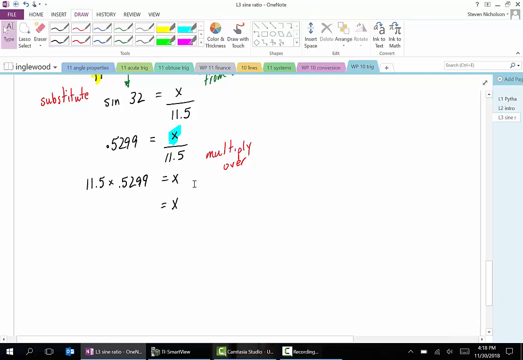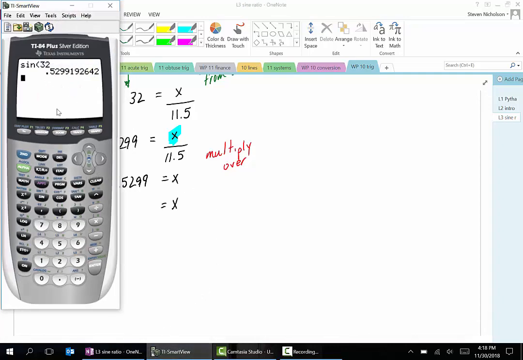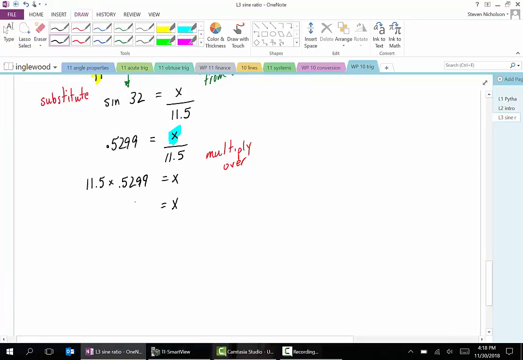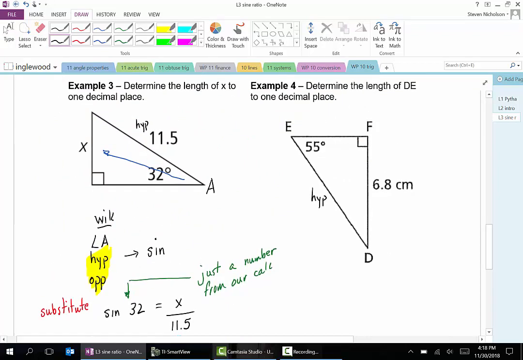And now everything can be done on our calculator. 11.5 times 0.5299. And when we do that, we get 6.09. So let's call that 6.1. So what we've done is we've solved one of the kinds of equations. And in this equation, the answer is 6.1.